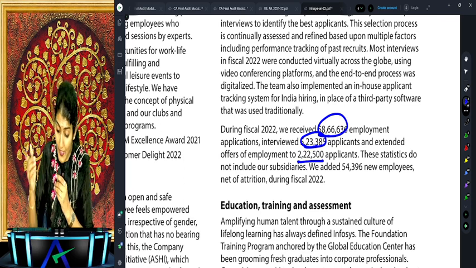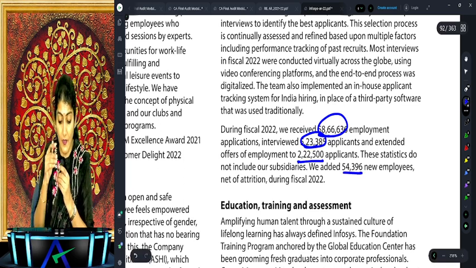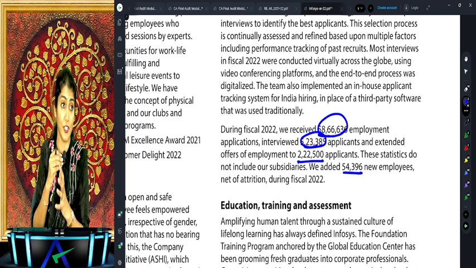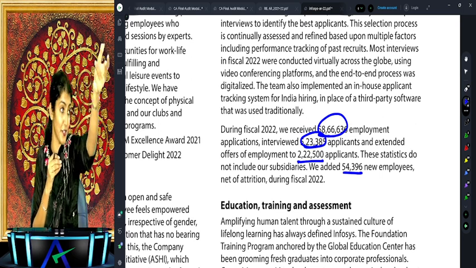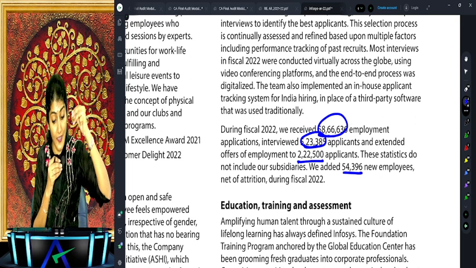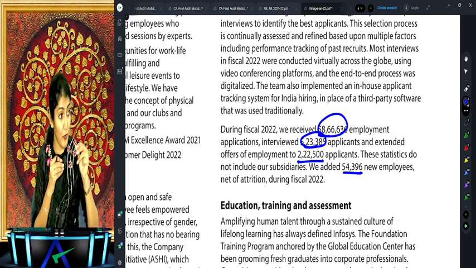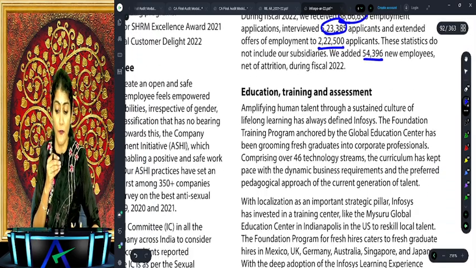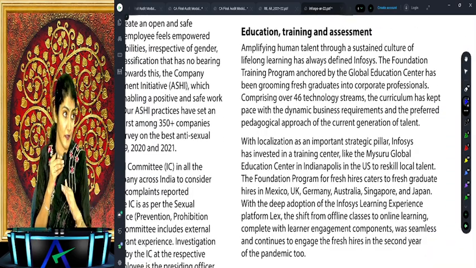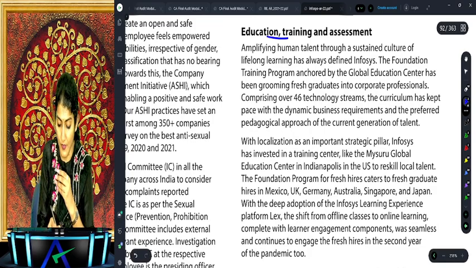And out of that, what does it say? 54,396 employees net of attrition were added during the year. So 58 lakh applications received. Out of that, 5 lakh interviews conducted. Out of that, offer of employment given to 2 lakh. And then it says net of attrition. What is the net addition to the employees? 54,396.